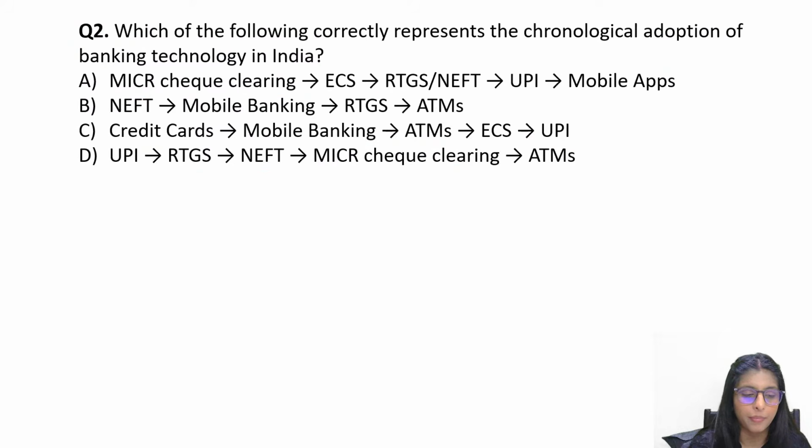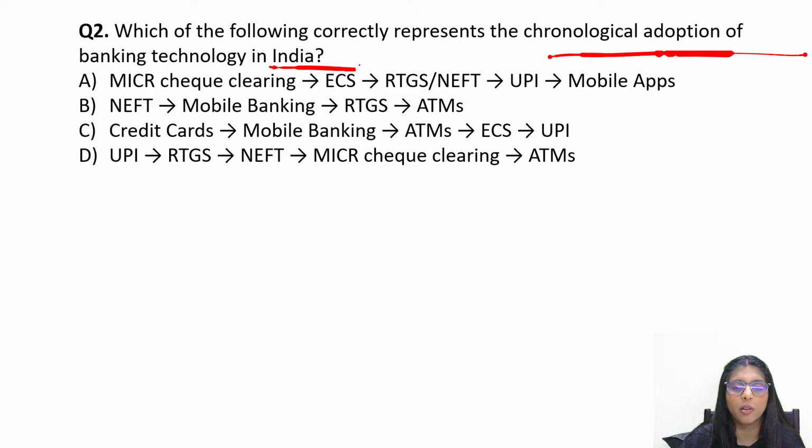Next question. Which of the following correctly represents the chronological adoption of banking technology in India? It is MICR cheque clearing to ECS to RTGS and NEFT to UPI to mobile app. This represents the chronological adoption of banking technology in India. Option A.